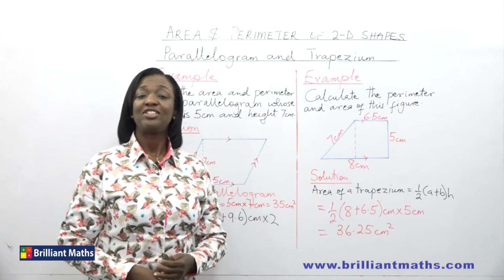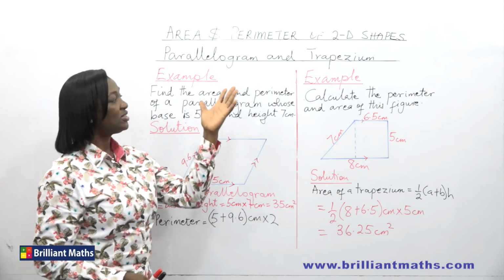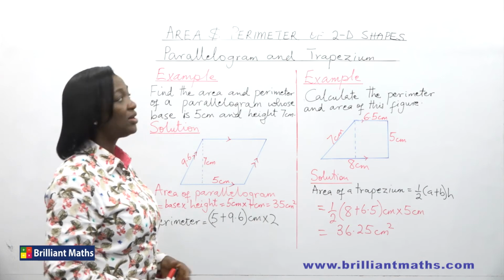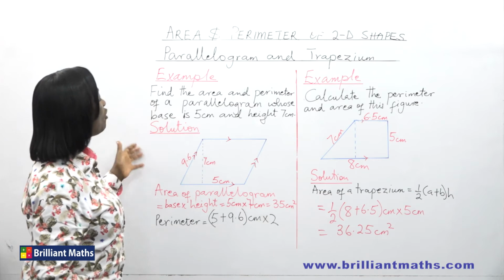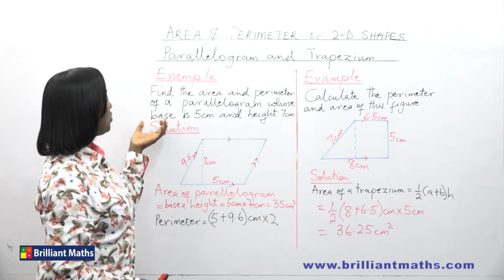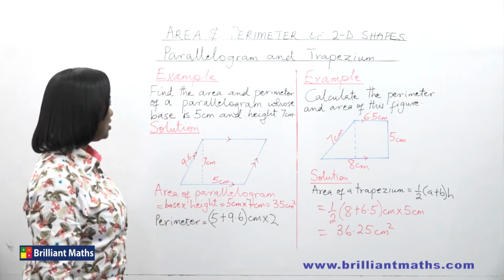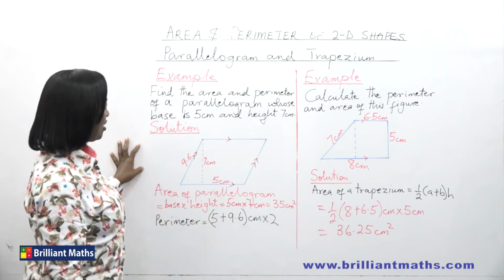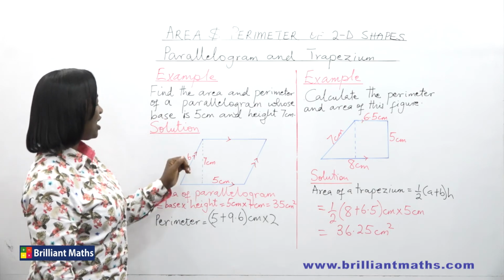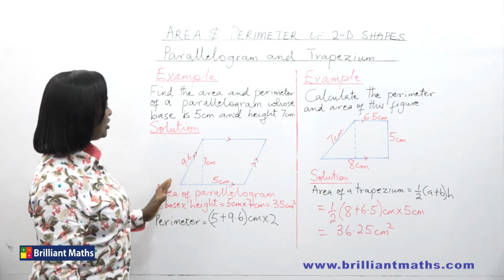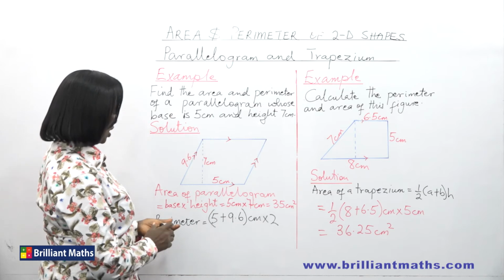Here we want to learn how to calculate the perimeter and area of parallelograms and trapeziums. All right? Example 1 is find the area and perimeter of a parallelogram whose base is 5 centimeters and the height is 7 centimeters. So the parallelogram is here. The base is 5 centimeters. The height is 7 centimeters. The sides are 9.6 centimeters. That was not given, but it's in the diagram.